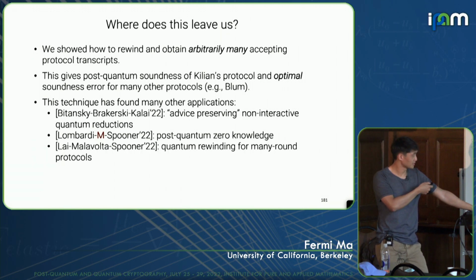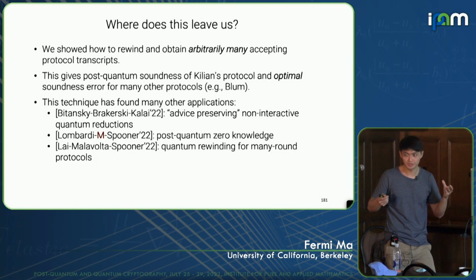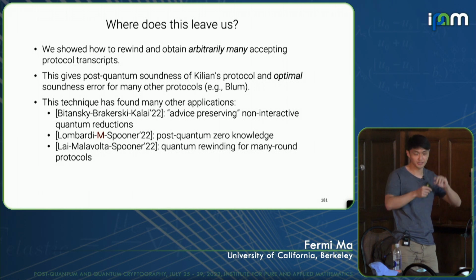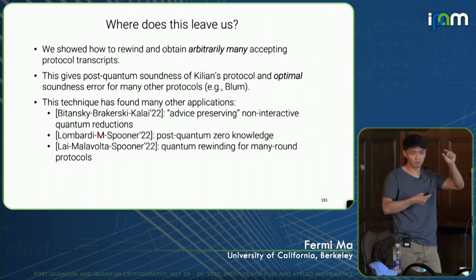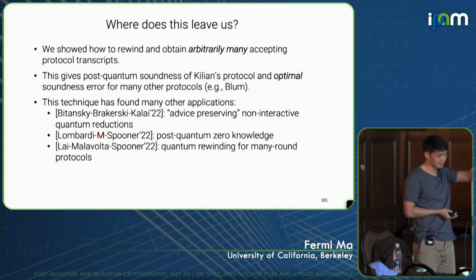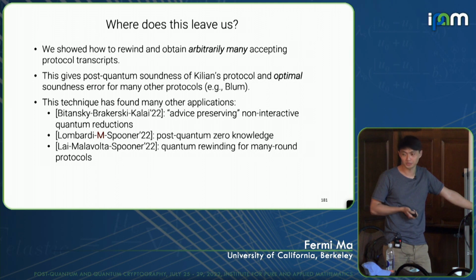Another work of Russell Lai, Julia Malavolta, and Nick Spooner applied this technique to practical protocols. They showed a lattice-based version of bulletproofs, which has many, many rounds that rewinding happens across, not just this single-shot rewinding where you're only rewinding the same two messages every time. They showed how to extend this technique to these many-round protocols that actually have practical implications.